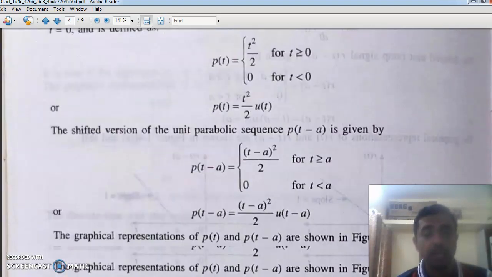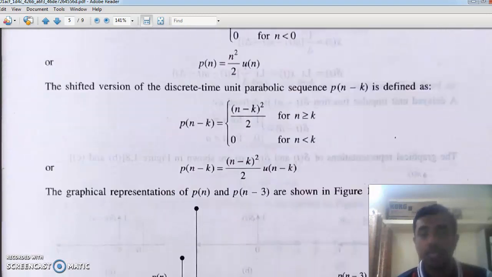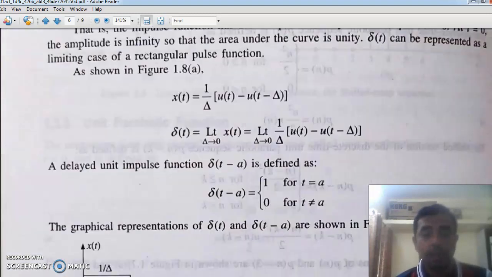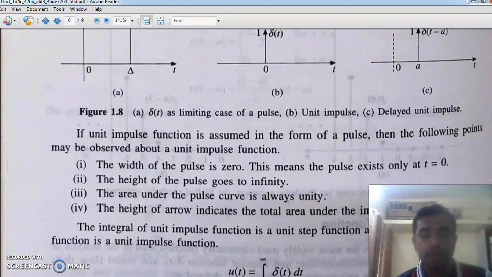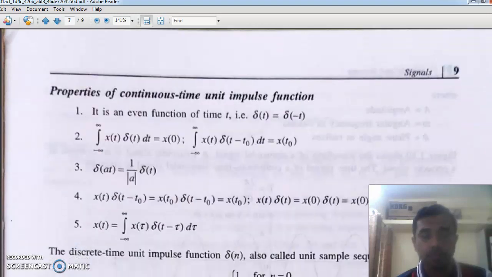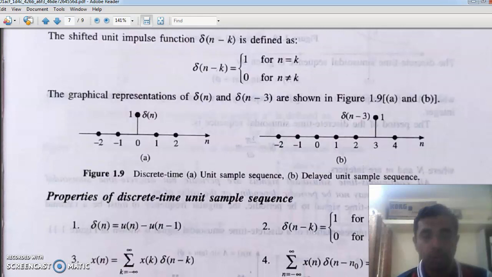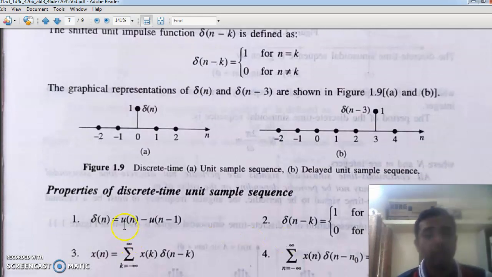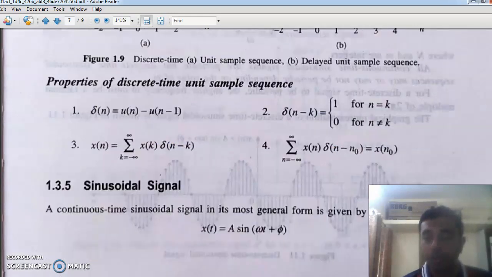Now, coming back, I can conclude that when I perform u of n minus u of n minus 1, I'll get only one sample of height 1 at n equal to 0. That means that is simply delta of n. So delta of n has a relationship with the step input, that is, u of n minus u of n minus 1.